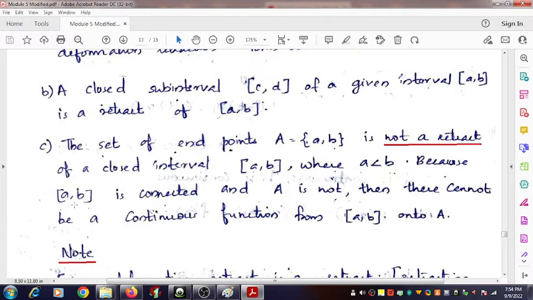It's because the closed interval [a, b] is connected. See, the closed interval [a, b] is connected, but the set A is not a connected set. It's a disconnected set.